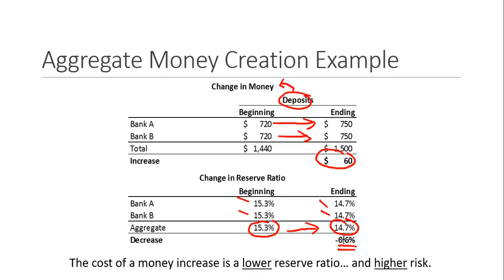In summary of this three-part activity between Bank A and Bank B, loans and deposits, the cost of a money increase is a lower reserve ratio, and as we've seen, a lower reserve ratio means higher risk. So, keeping in mind that the banks want to increase loans because that results in increased interest income, increased loans have two results: an increase in money and a decrease in the reserve ratio. That final result, the decrease in the reserve ratio, means increased risk.